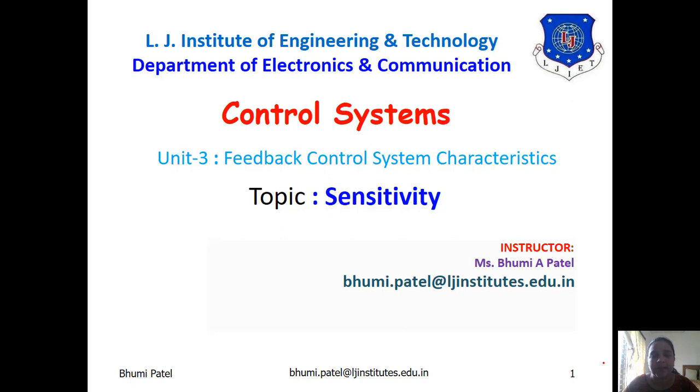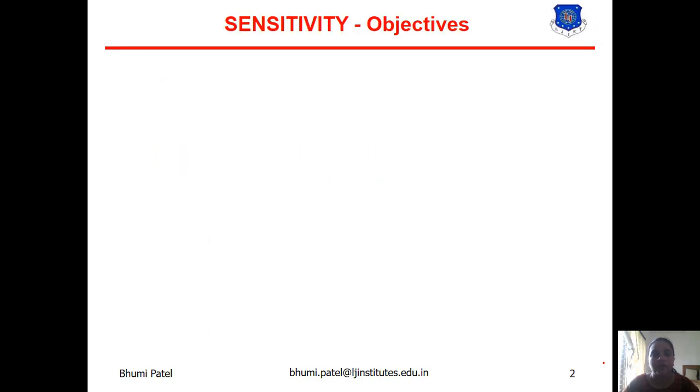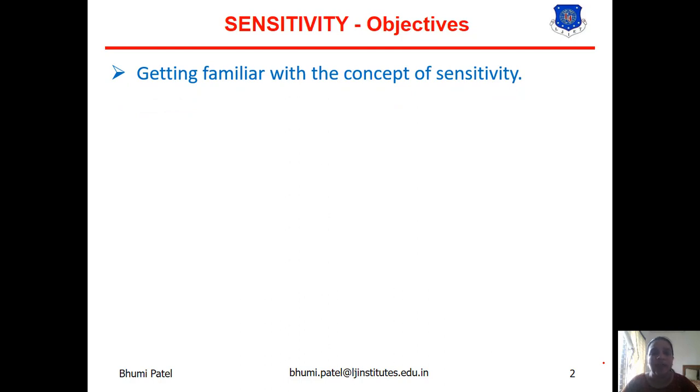Today's topic is sensitivity, Unit number 3, feedback control system characteristics. First of all, the sensitivity objectives. The first objective is getting familiar with the concept of sensitivity. Sensitivity depends upon the system. We have two types of systems, open loop system and closed loop system. So the first objective is to become familiar with the concept of sensitivity.